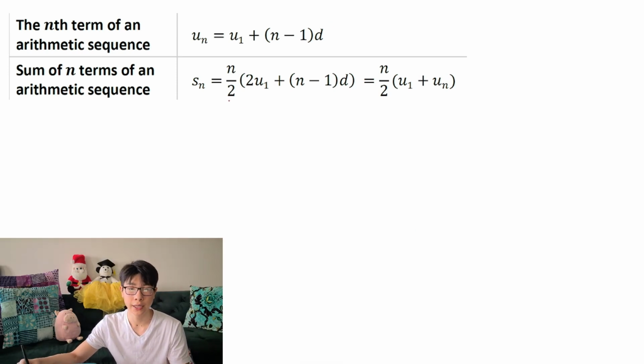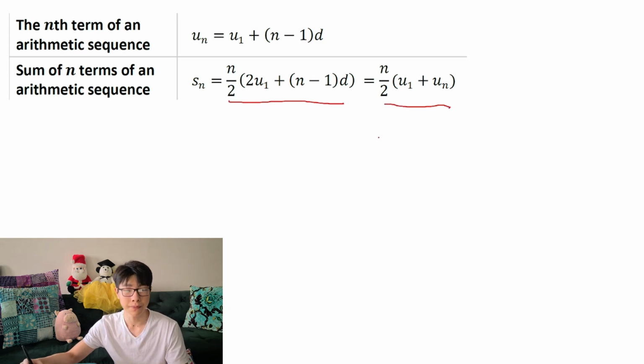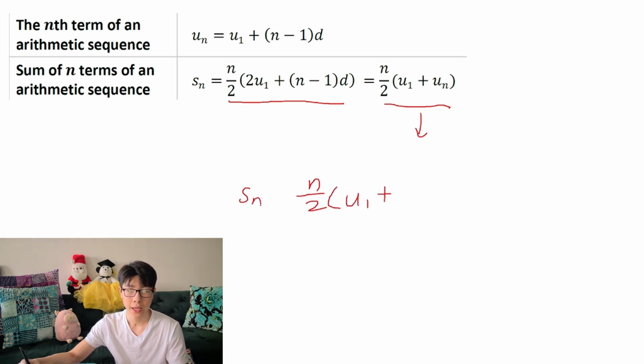Now, a quick thing to note here is that there are 2 equations for Sn, but they're actually the same equation. Because if we look at this equation, n over 2 times u1 plus un, we actually already have an equation for un, which is the nth term of an arithmetic sequence right here. Which means we can just substitute this into the equation as un.